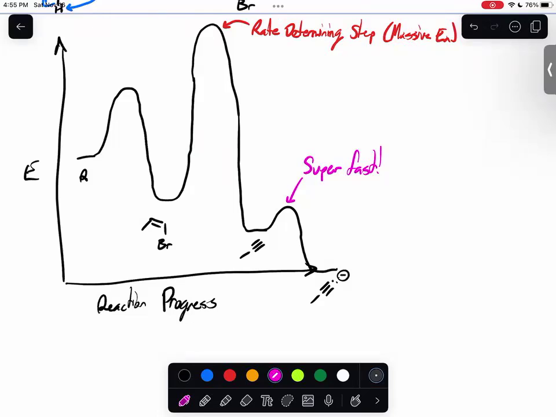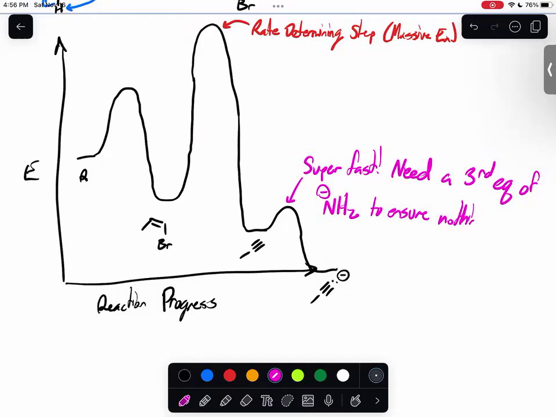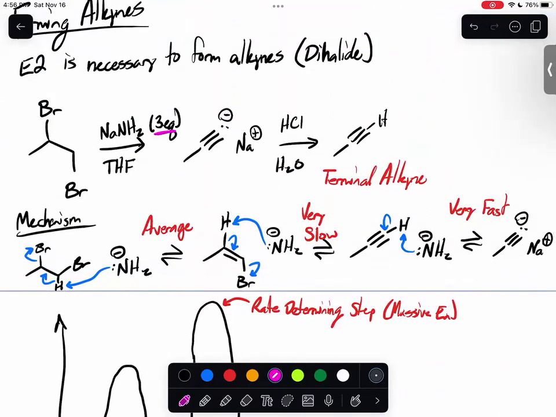And so what that means is if anything gets to that alkyne at a different time than any other molecule in solution, it's going to get deprotonated and use up one of those NH2 minuses. And so essentially the third equivalent just makes sure that everything reaches the same point, which is the far right-hand molecule, rather than some things getting stuck in between. So essentially we need a third equivalent of the NH2 minus to ensure nothing stops at this step, which energetically is in the middle of two huge mountains, right? So if we're making terminal alkynes, we need to make sure that we're always using a strong base and we always need three equivalents of it, okay?